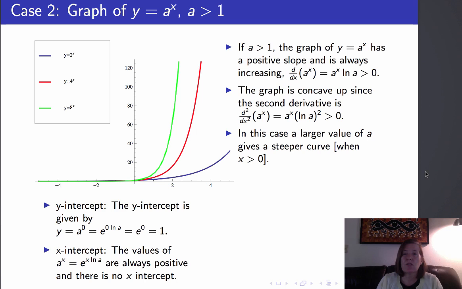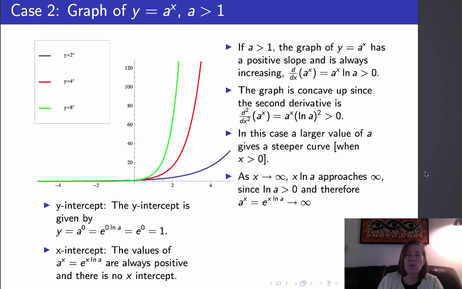And in this case, a larger value of a is going to give me a steeper curve, as you can see from the three curves I've drawn here: y equals 2 to the x, y equals 4 to the x, and y equals 8 to the x.